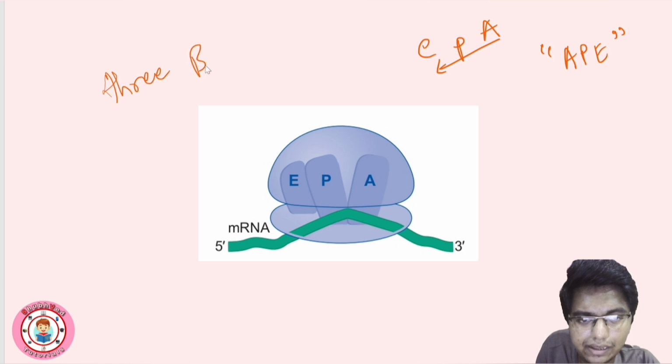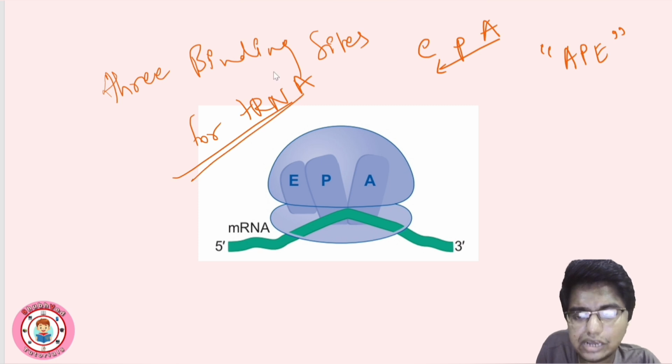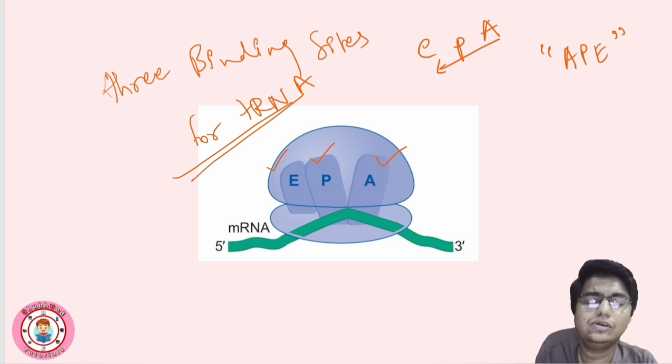Three binding sites for tRNA. So when the translation process is going on, tRNA binds at these three sites. These sites have their own functions, or we can say special activities. Accordingly they have been named A, P and E. We will discuss that in the next video on translation specifically, so that will be easier.